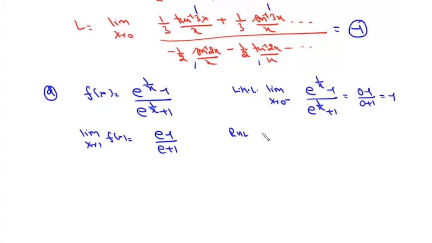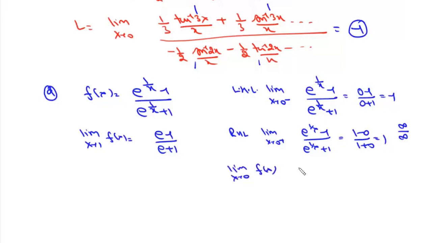And in that case, the right hand limit will be limit x tends to 0 positive e to the power 1 by x minus 1 upon e to the power 1 by x plus 1, which is infinity upon infinity form. So what we'll do is we'll divide everything by e to the power 1 by x. Then in that case, it will be 1 minus 0 and 1 plus 0, which is 1. So the left hand limit and right hand limit are not equal. So for this function f(x), limit x tends to 0 does not exist.